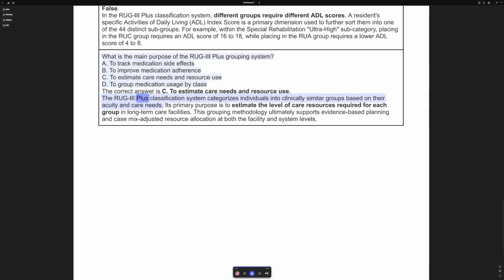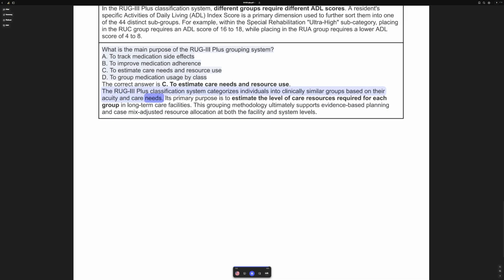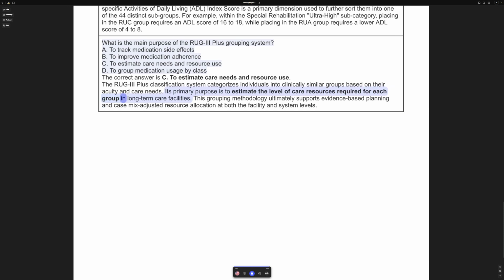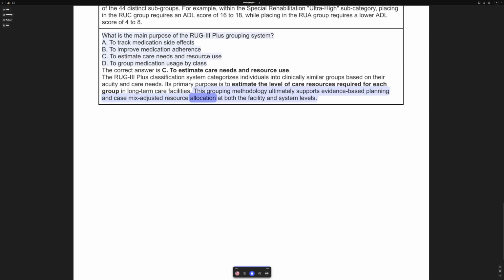The RUG 3 Plus classification system categorizes individuals into clinically similar groups based on their acuity and care needs. Its primary purpose is to estimate the level of care resources required for each group in long-term care facilities. This grouping methodology ultimately supports evidence-based planning and case mix adjusted resource allocation at both the facility and system levels.